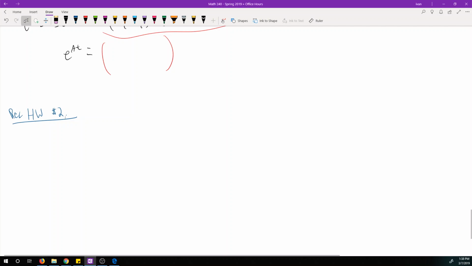Number 2, the recitation homework. So you have the map, right? That's the reflection across the plane, R3 to R3, which reflects across x plus y plus z equal to 0. So on recitation homework 6, let's see, what did we ask you for on recitation homework 6?